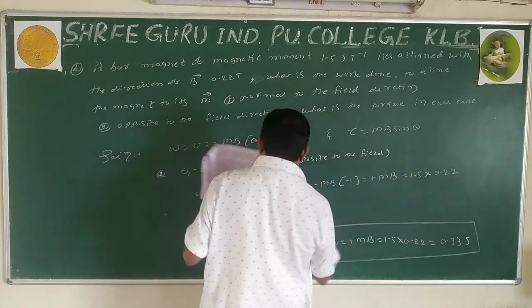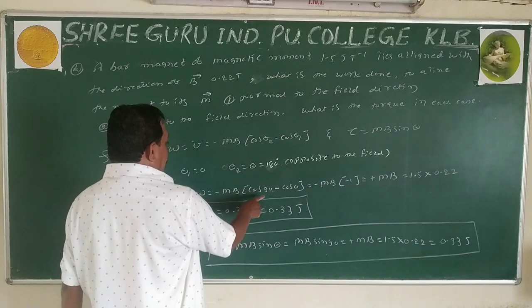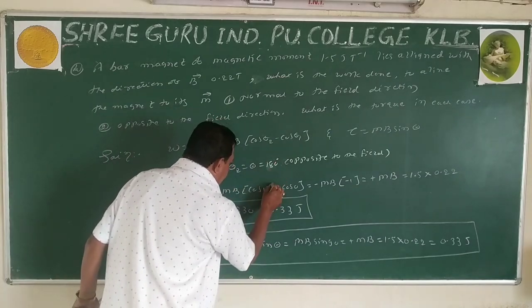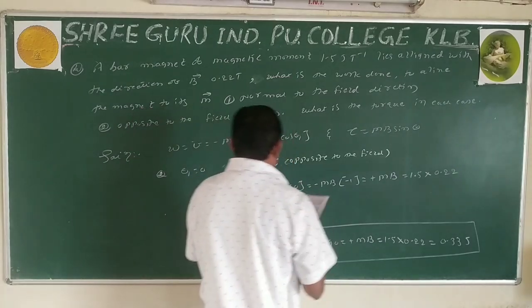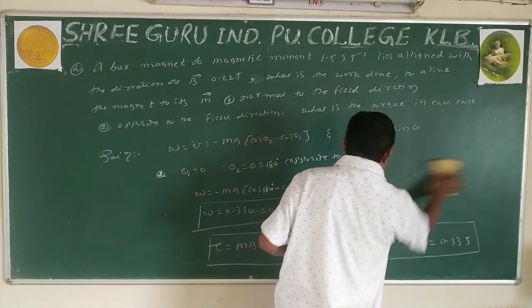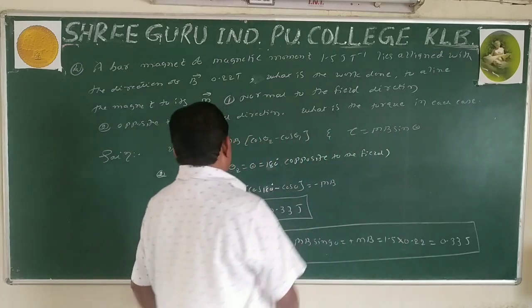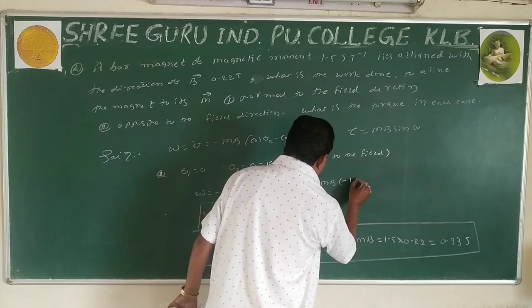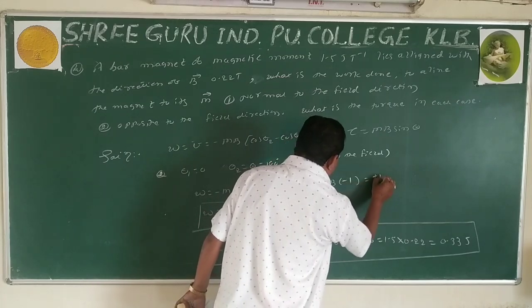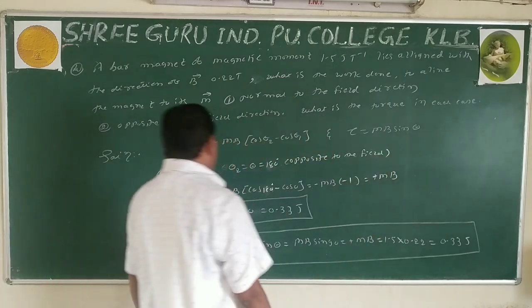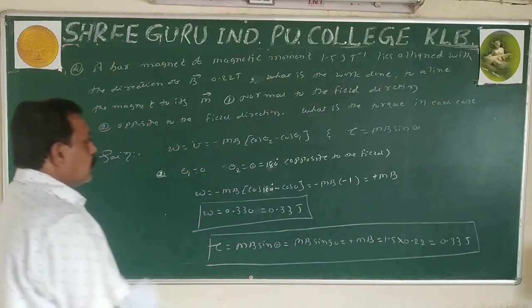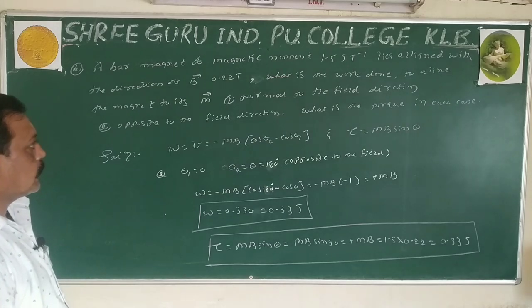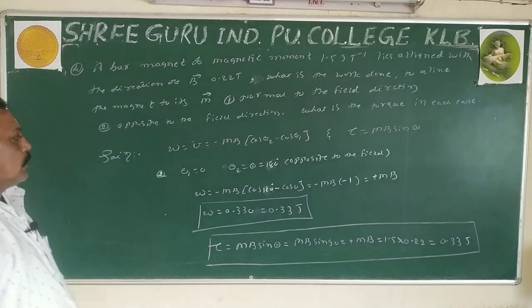Is that right? Then cos theta, cos 180 degrees. Cos 180 is minus 1, so plus mB. Cos 180 is minus 1. Is it clear? Look.